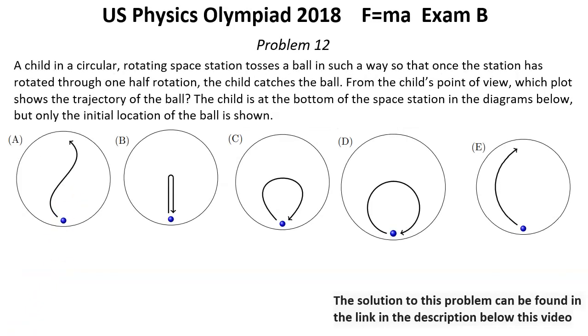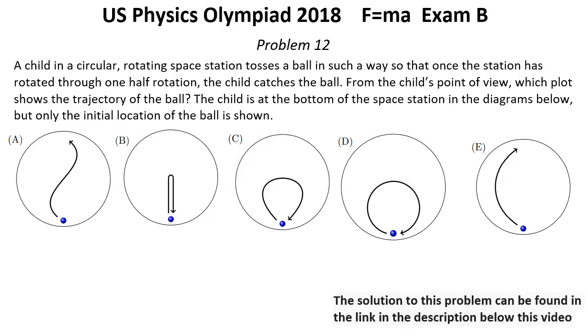Problem number 12. A child in a circular rotating space station tosses a ball in such a way that once the station has rotated through one half rotation, the child catches the ball. From the child's point of view, which plot shows the trajectory of the ball? The child is at the bottom of the space station in the diagrams below, but only the initial location of the ball is shown. Solution for problem number 12.